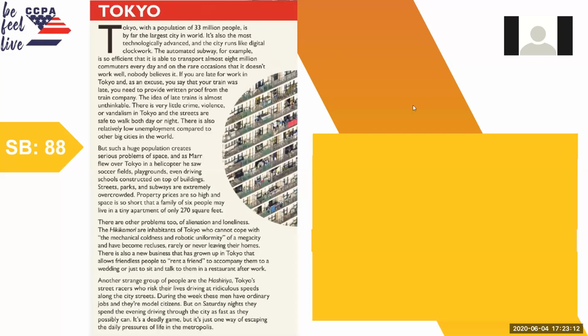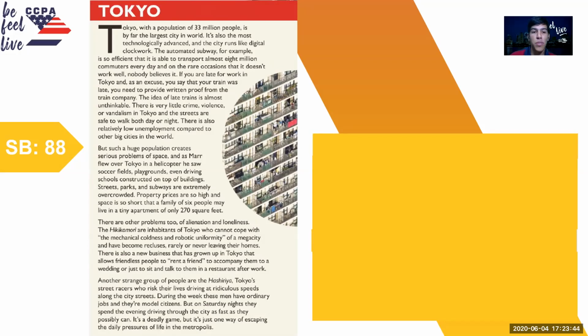Yes, teacher. Okay, another strange group of people are the Hashiriya, Tokyo street racers who risk their lives driving at ridiculous speeds along the city streets. During the week, these men have ordinary jobs and they are model citizens. But on Saturday night, they spend the evening driving through the city as fast as they possibly can. It's a deadly game, but it's just one way of escaping the daily pressures of life in the metropolis.